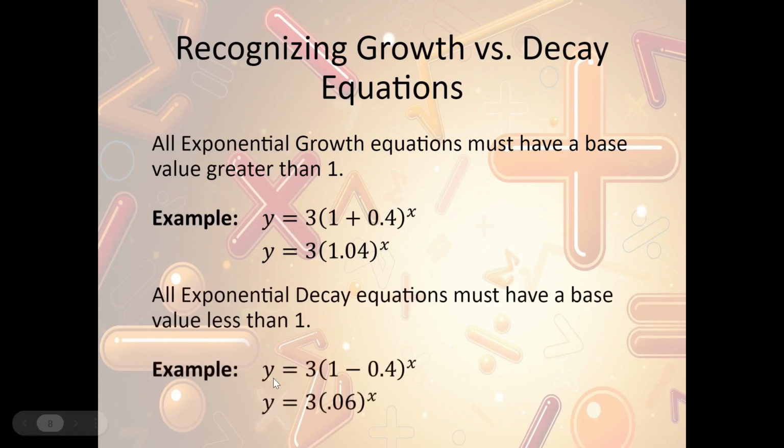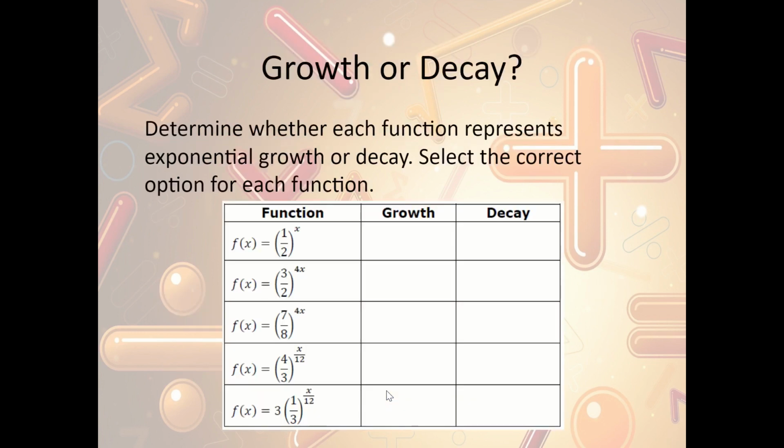Decay always is less than 1 inside the parentheses. So we have something like this. Y equals (1 minus 0.4) to the x. Or they might have already done it for us and had y equals 3 times 0.06 to the x, which both of these we can tell, when we simplify them, are going to be less than 1. So that's decay.